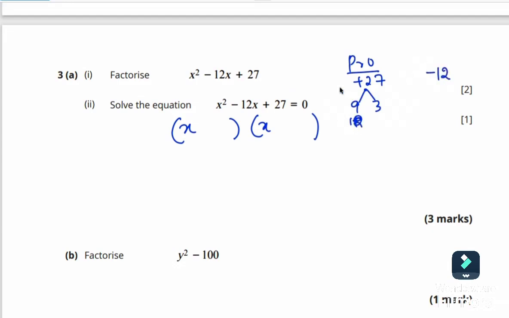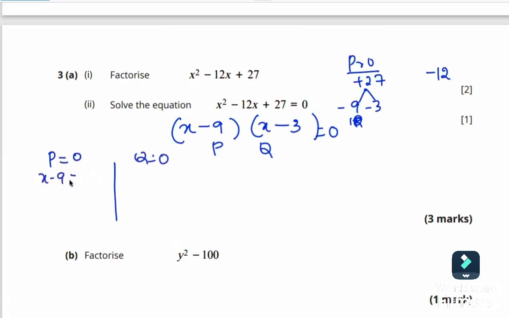So when I multiply them, I should get plus 27. When I add them, I should get minus 12. So perfectly, this is the factor which clears my demand. And that must be equal to 0. So it means that P and Q is equal to 0. So separately solve these factors, which is P is equal to 0 and Q is equal to 0.